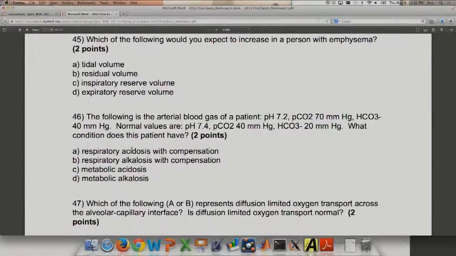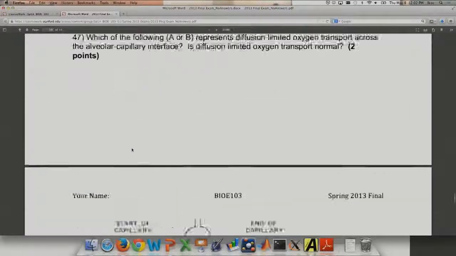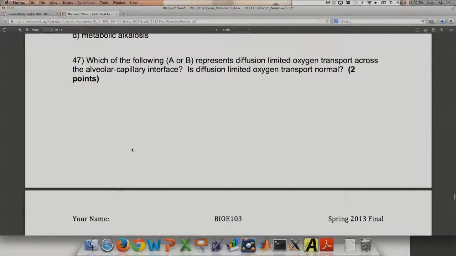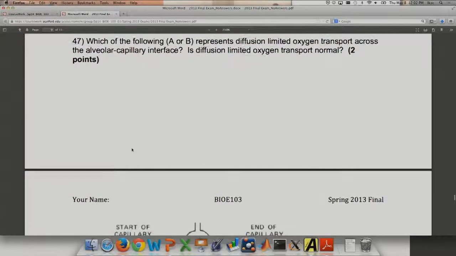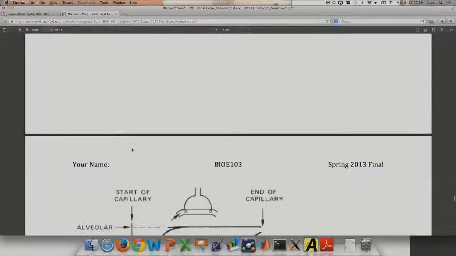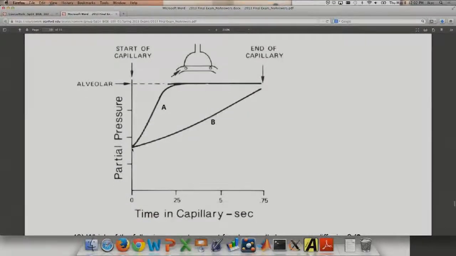Okay, good. So last question, I think. Is it last? Yeah, last two. Which of the following, A or B, represents diffusion-limited oxygen transport across the alveolar capillary interface? Is diffusion-limited oxygen transport normal? So this is kind of difficult. I don't know if I can explain it really quickly in the short amount of time that I have left.